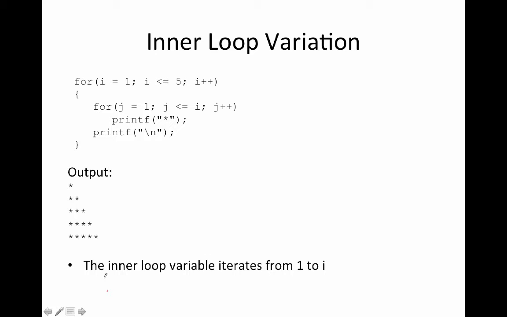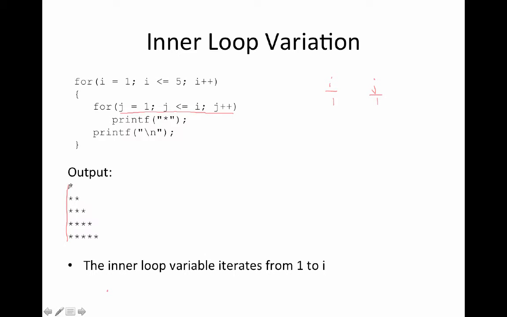So here's a variation on the inner loop. In this case, we're also going to print some stars, and the outer loop is going to go 5 times. So once again, we're going to have 5 rows altogether. But in this case, j is going to go from 1 to i in steps of 1. So when i has the value 1, j starts out at 1.